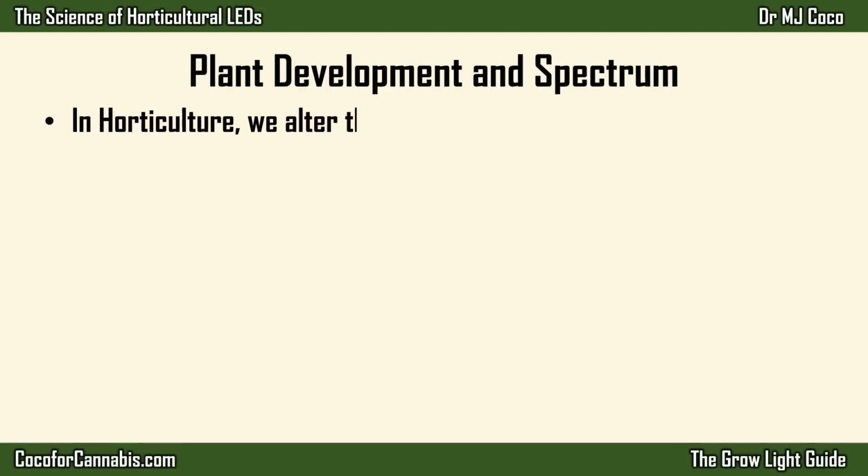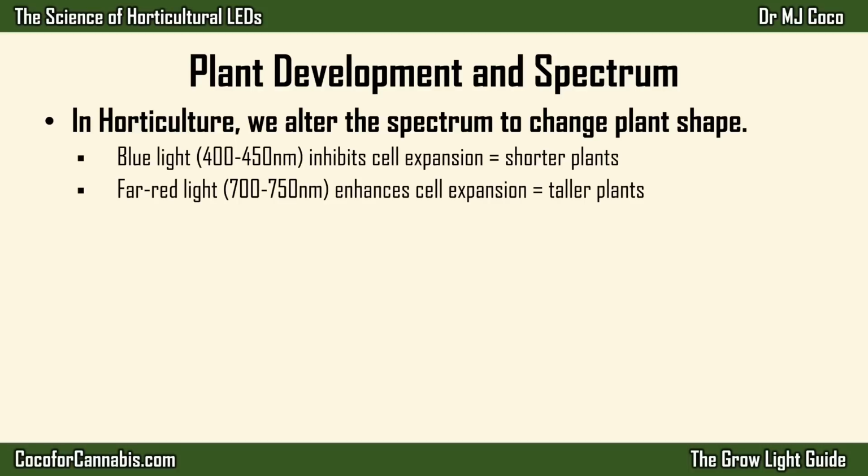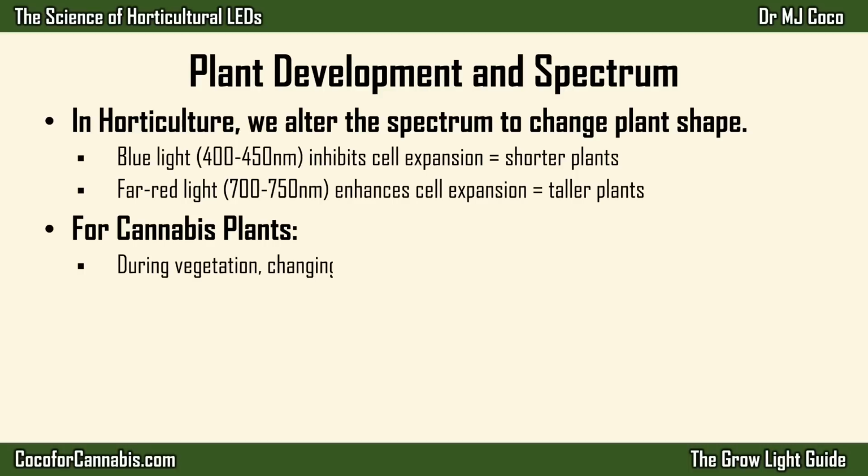Generally, in horticulture, when we alter the spectrum, we're not trying to affect photosynthesis. Rather, we're trying to change the plant's shape. Different wavelengths of light can signal plants to grow in different ways. We know that blue light inhibits cell expansion. Increasing the ratio of blue light during vegetative growth will produce smaller plants. Conversely, we know that far red light enhances cell expansion. Adding far red during sprouting can help encourage early growth, but too much far red during vegetative growth may create undesirable stretch. On cannabis plants, during vegetation, changing spectrum affects plant shape.